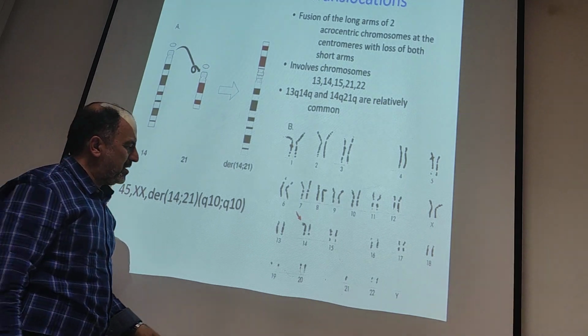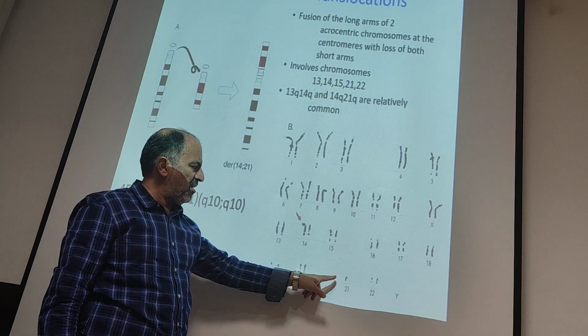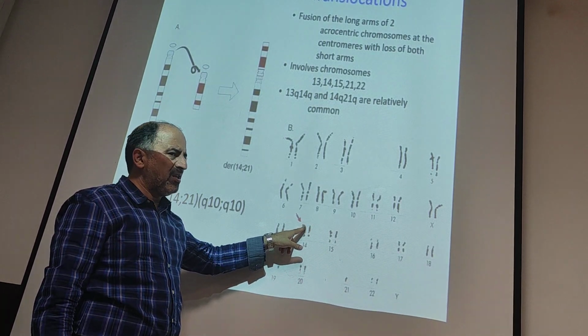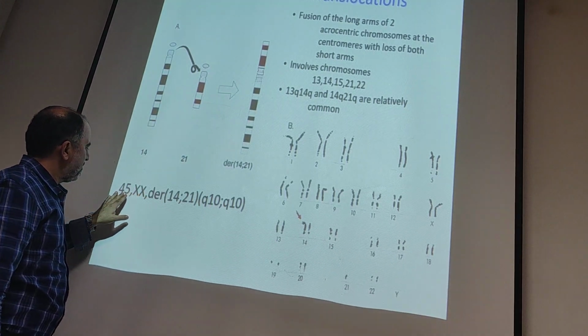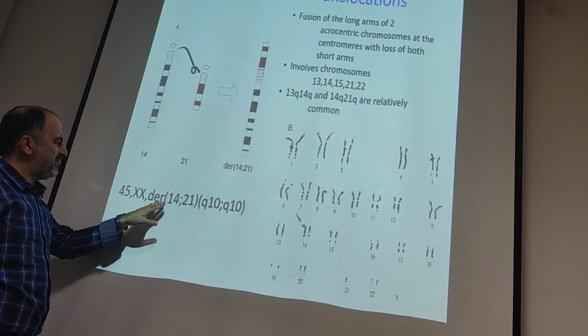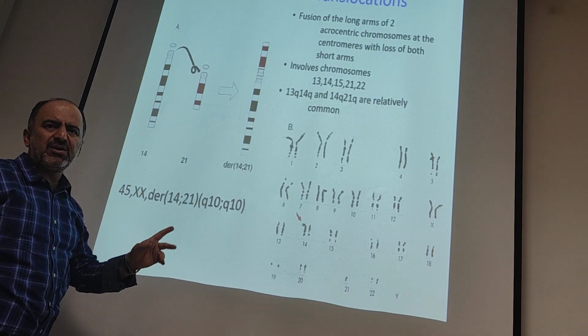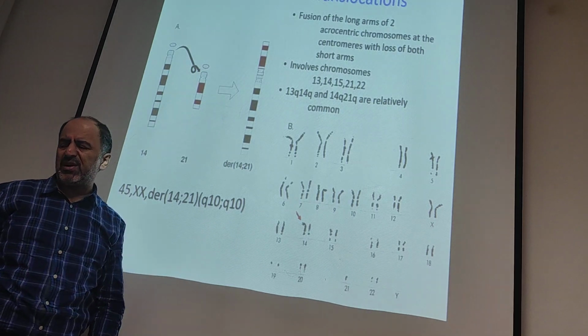You see, chromosome 21, we have only 1. Where is the other? We have 2. Chromosome 14, 1 is normal size, the other one is a little bit longer. We say 45, XX, derivative 14-21, Q10, Q10, exactly the same for the 14 and 21, stuck together.